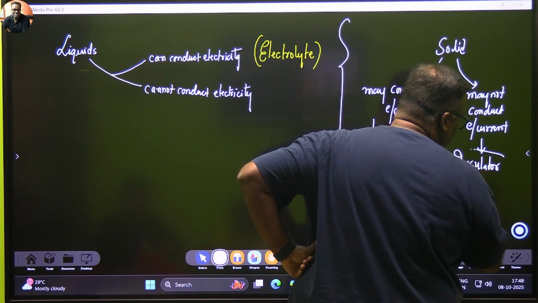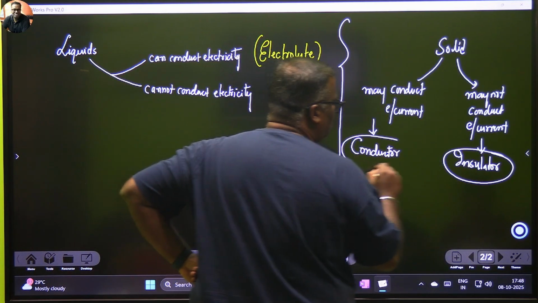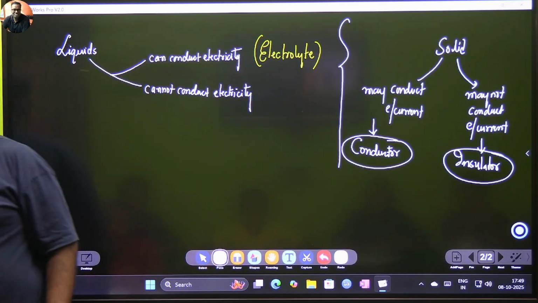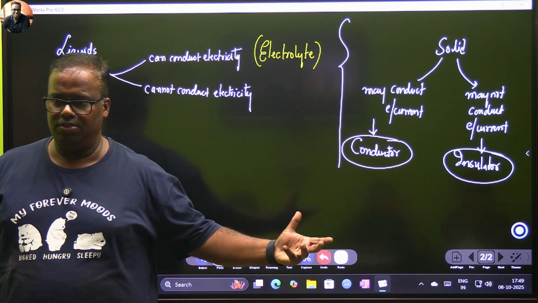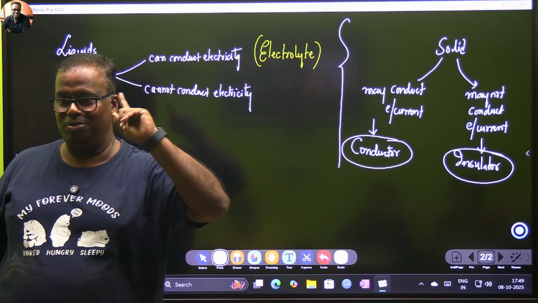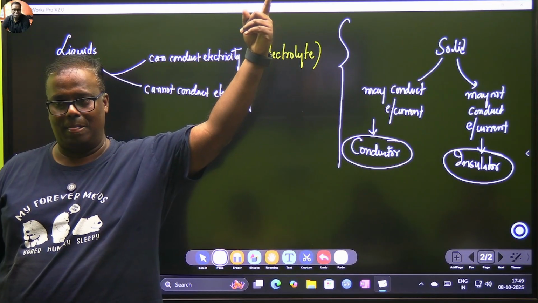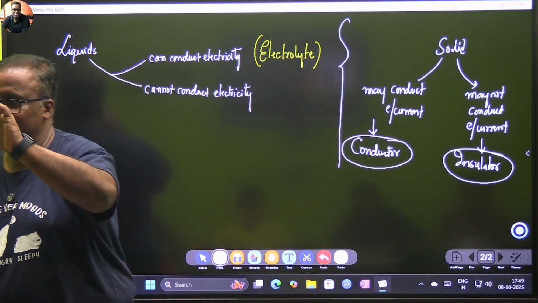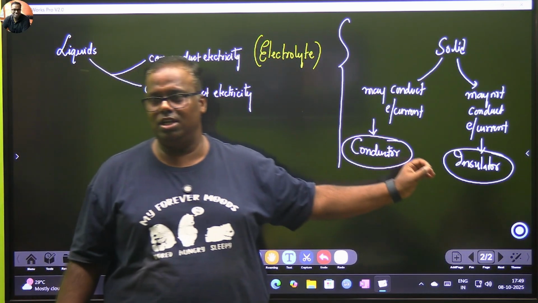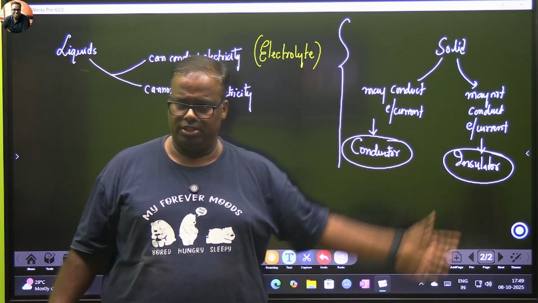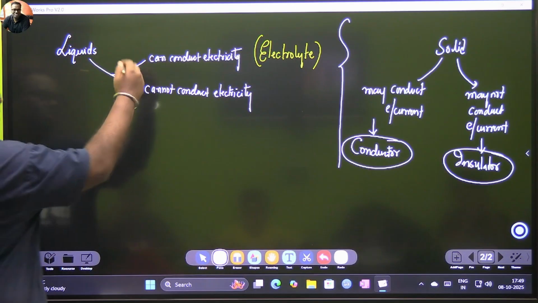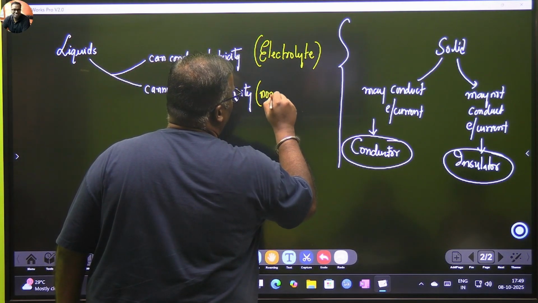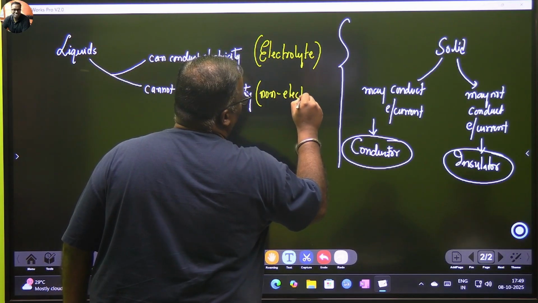So these concepts, kiddos, should be very clear with you. Never ever use the word conductor for something like acid. Acid will be an electrolyte because it belongs to the family of liquids. Got it? Conductor means it's a solid. And a solid that does not conduct will be called an insulator, right? So if a liquid conducts electricity, it will be called an electrolyte. If it doesn't conduct, it will be called a non-electrolyte.